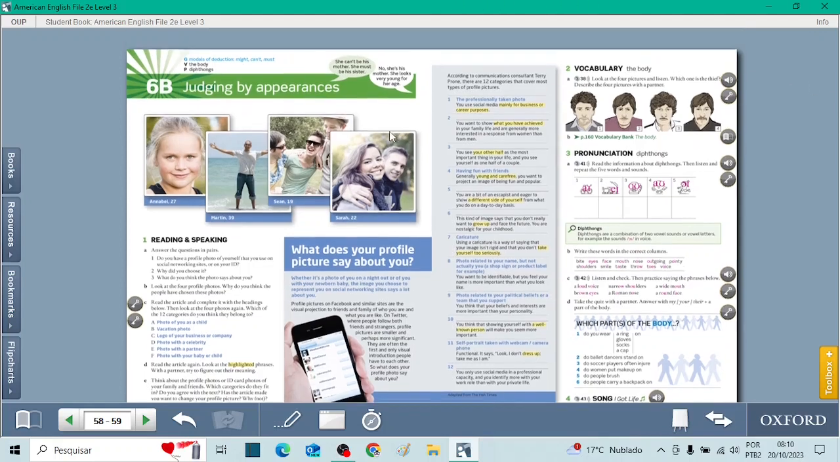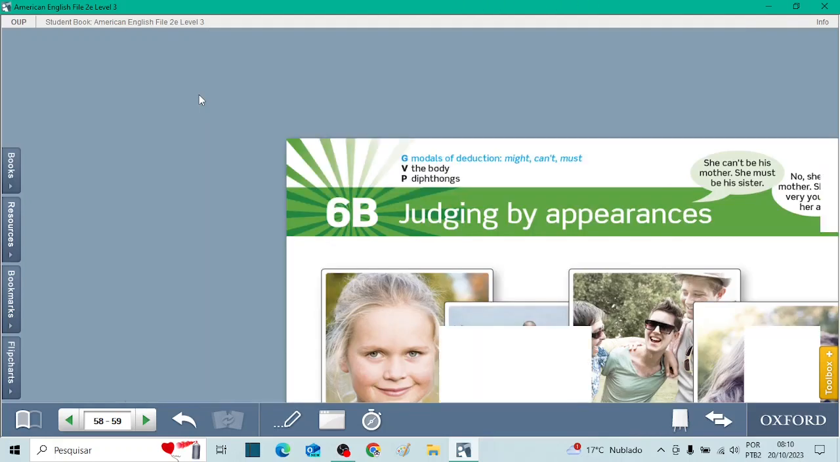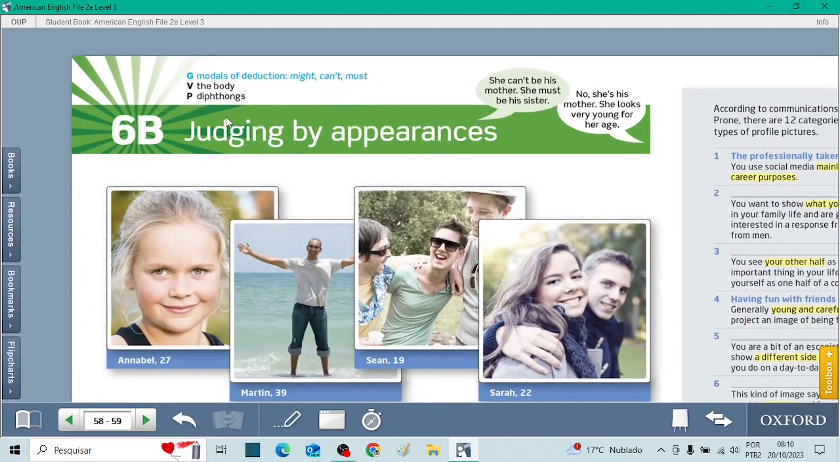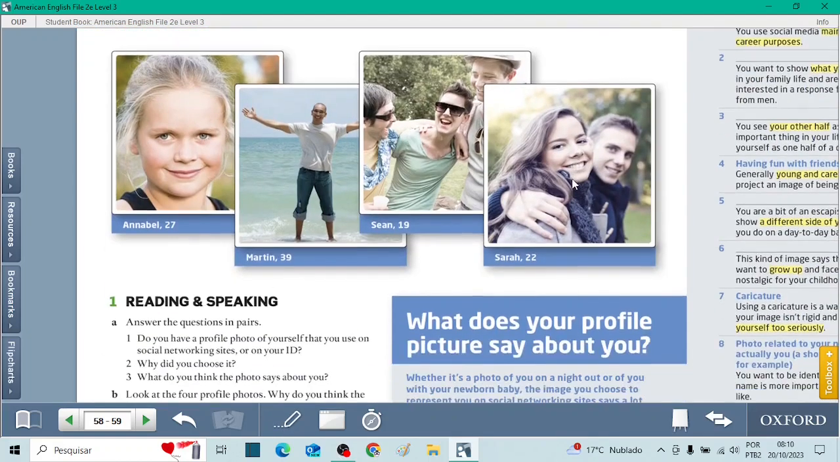Hello, welcome to lesson 6b, judging by appearances. In this grammar, we're going to learn modals of deduction like might, can't, must. In vocab, study the body, and in pronunciation, we will work on some diphthongs, okay?